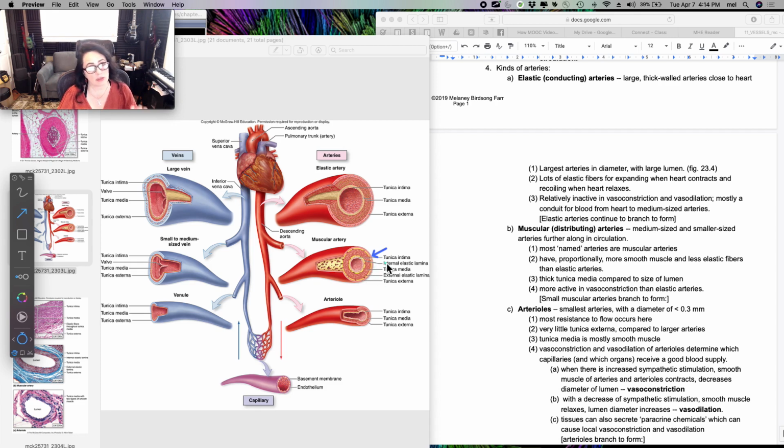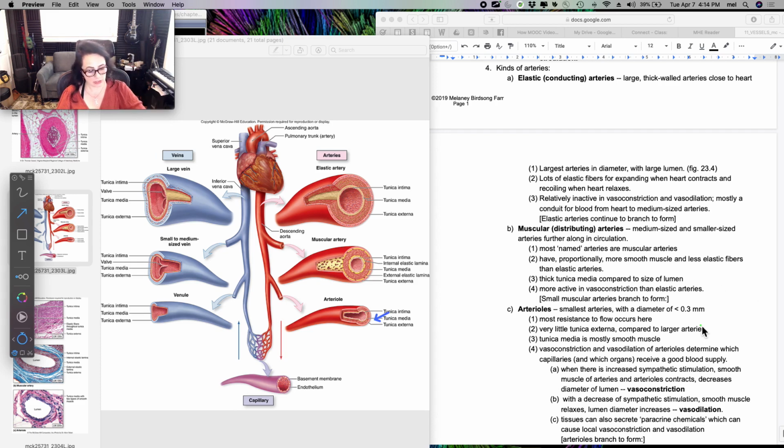And when you get here, they're more active in vasoconstriction and vasodilation. They're not just holding structural stability. And then the ones that have the least elasticity and are the most reactive for vasoconstriction and vasodilation are arterioles, because arterioles are really the gatekeepers to capillaries. So when an arteriole constricts before a capillary bed, it decreases blood flow. When an arteriole dilates before a capillary bed, it increases blood flow.